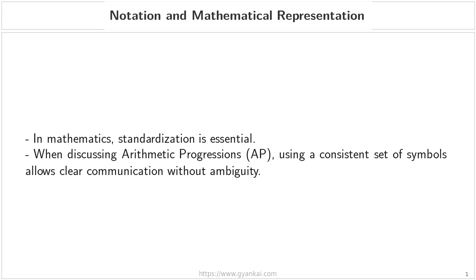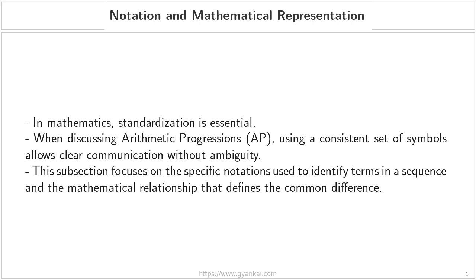Specifically, when we begin discussing arithmetic progressions, or AP for short, using a consistent set of symbols is what allows us to communicate complex ideas clearly and without any ambiguity. We want to make sure that when you see a symbol, you know exactly what it represents, no matter who wrote the problem. In this subsection, we are going to focus on two main things. First, the specific notations we use to identify individual terms within a sequence, and second, the mathematical relationship that defines what we call the common difference. By the end of this lesson, you'll be able to read these mathematical statements as easily as a sentence in a book.